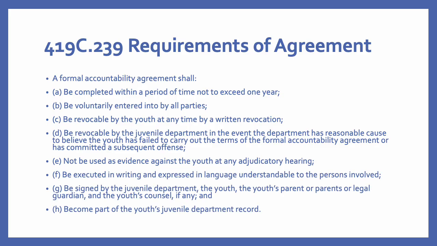The FAA must be executed in writing and expressed in language understandable to the person involved, meaning the youth and the family. And the FAA must be signed by the juvenile department, the youth and the youth's parents or legal guardians, and the youth's attorney, if they have any, and the FAA must be part of the youth's juvenile department record. So these are all the shalls of the formal accountability agreements.